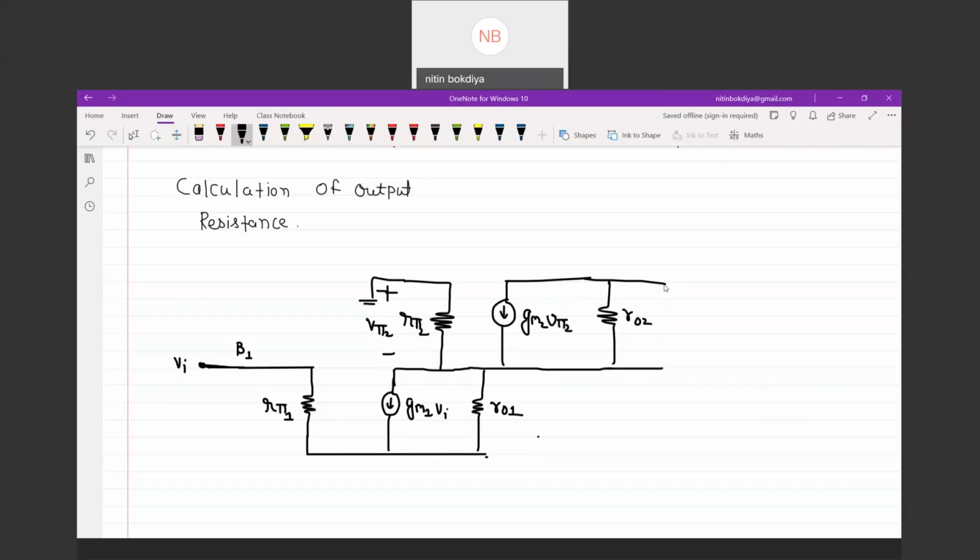Then we are having one टेस्ट सोर्स. अब यहां मैं टेस्ट सोर्स लगा देता हूं. Let's say the test source is our V test. आउटपुट कैसे निकालते थे हम, यही तरीका है. This is V test और ये V test करंट ड्रॉ करता है I test. So we are interested in what is output resistance. Output resistance is nothing but the ratio of V test divided by I test by making Vi equal to 0. This is our definition of output resistance.